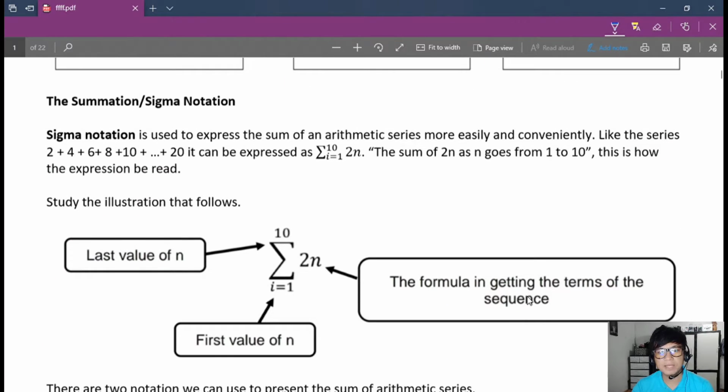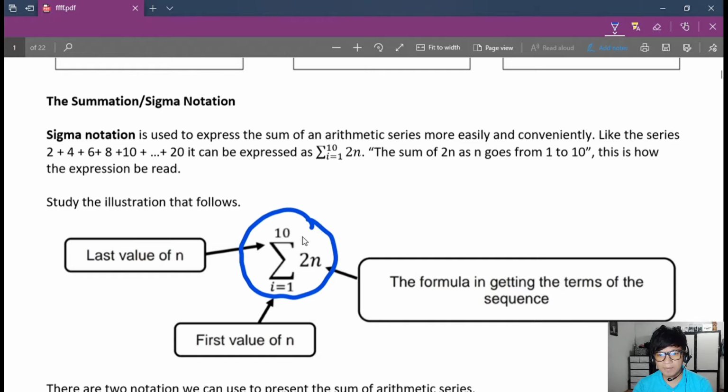Okay, we have here the summation or the sigma notation. Sigma notation is used to express the sum of an arithmetic series more easily and conveniently, like the series 2 plus 4 plus 6 plus 8 plus 10 plus up to 20. It can be expressed as the sum of 2n as n goes from 1 to 10. Ito siya. Ito yung ating sigma notation. It is the formula in getting the terms of the sequence.